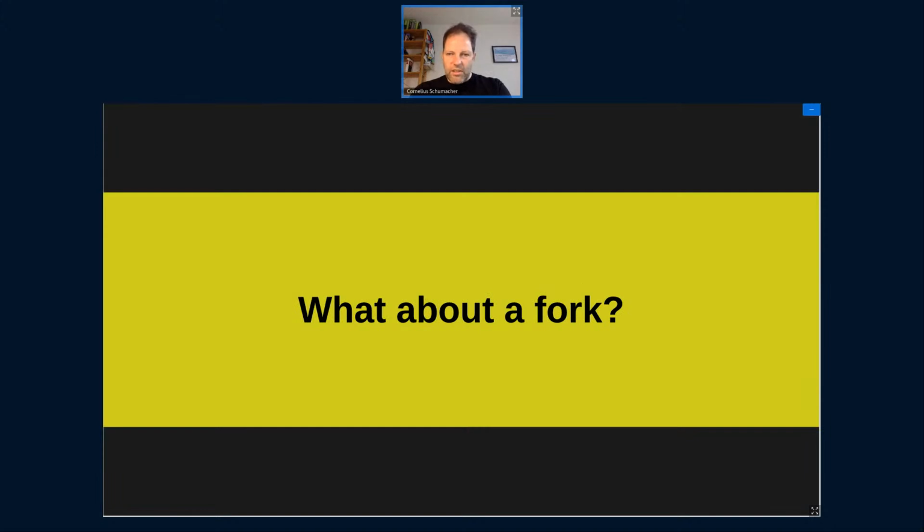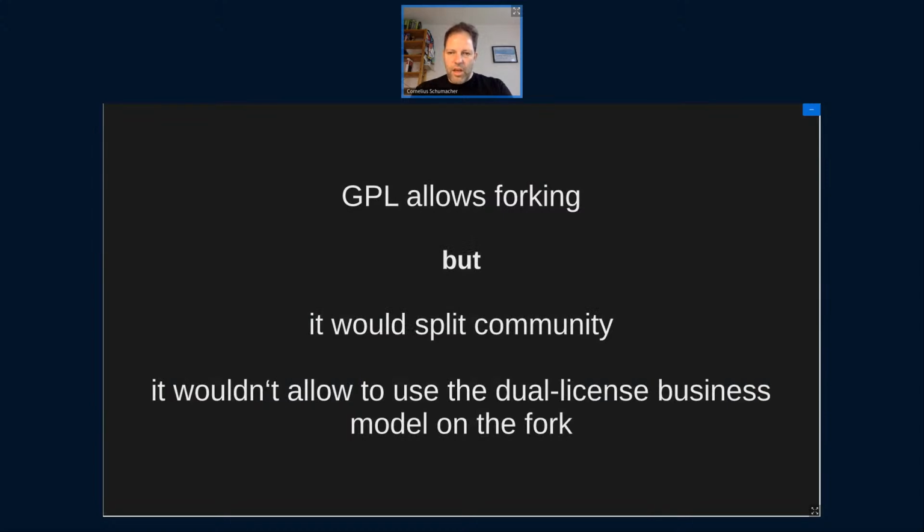One question is sometimes asked: what about a fork? If I have the code under the GPL, I can just fork it. Why do I need the agreement? That's true, but it would split the community, and it also wouldn't allow the dual license business model on the fork. So the more sustainable version is to not fork, but work under the agreement, work under the current situation.